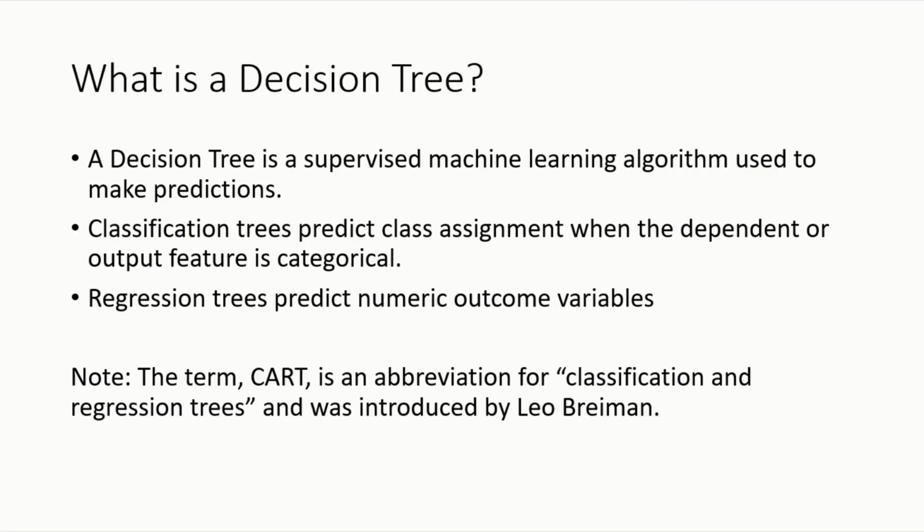So, what is a decision tree? A decision tree is a supervised machine learning algorithm used to make predictions. Classification trees predict class assignment when the dependent or output feature is categorical. Regression trees predict numeric outcome variables. And note that the term CART is an abbreviation for classification and regression trees and was introduced by Leo Breiman.